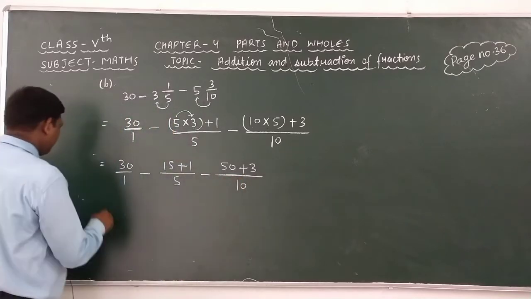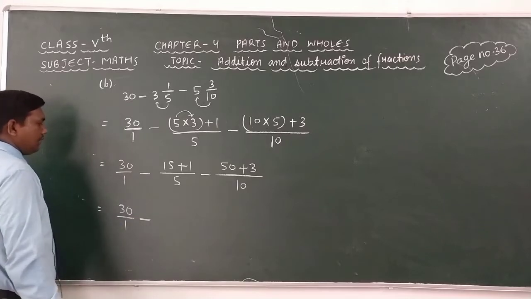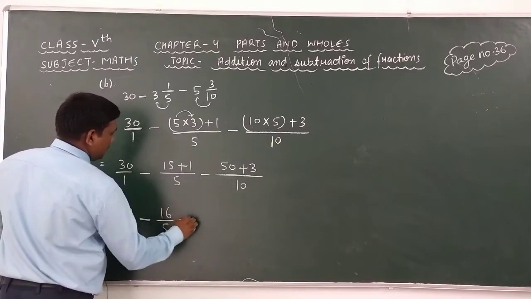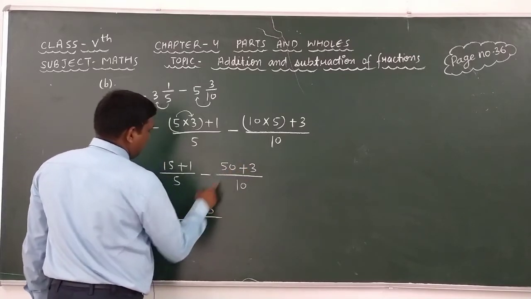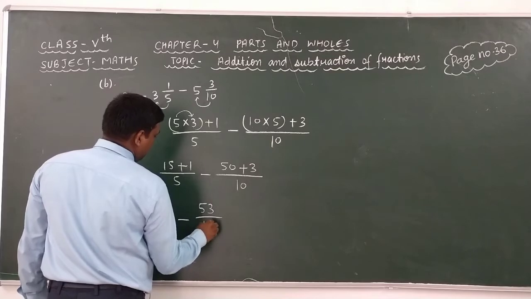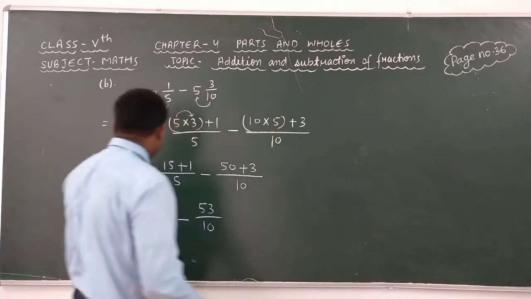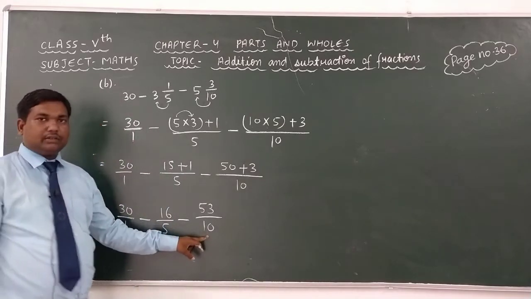Okay, here given the 30 over 1 minus 15 plus 1 is 16 over 5 minus 50 plus 3 is 53. 50 plus 3 is equal to 53 upon 10. Okay students, look at it carefully. Here 1, here 5 and here 10.